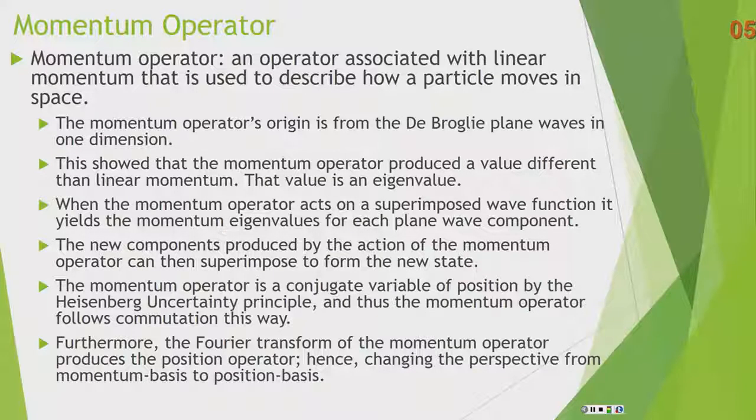Essentially what happens is that the momentum operator produces a value that is different than the linear momentum. So operators are different than just linear values. Instead of a regular linearized value, we get an eigenvalue. Thus we will get something later called eigenenergy.